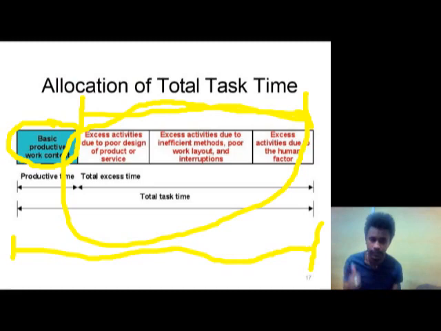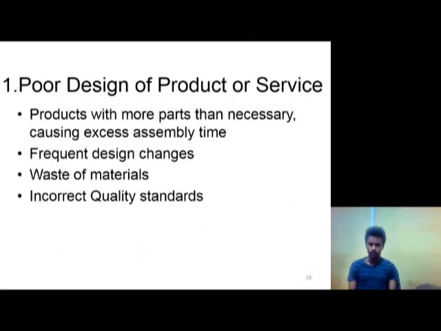So to improve the productivity, one of the powerful tools is what? Which is the work study. So let's try to look one by one. There may be some excess activities due to poor design of a particular product or service. That means a product with more parts than necessary can cause excess assembly time.